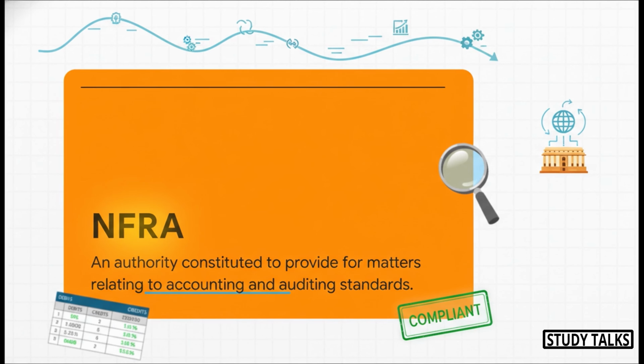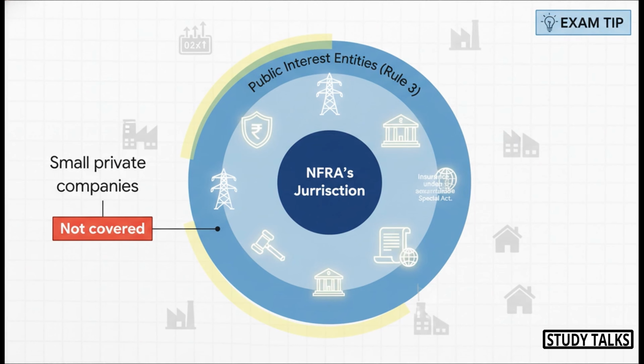Well, to put it simply, it's the high-level authority created by the central government to basically be the big boss of financial reporting quality in the country. Its main job is to set the rules for accounting and auditing and then make sure people actually follow them. So does NFRA police every single company in India? Absolutely not. Its power, as defined in Rule 3, is focused like a laser on what we call public interest entities. So think about listed companies, really big public companies, and important sectors like banking and insurance.